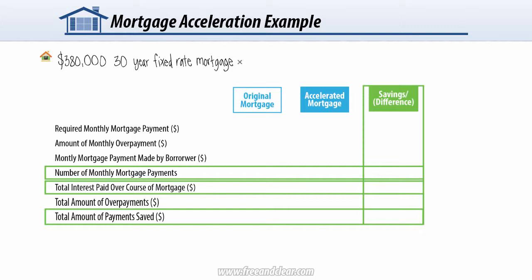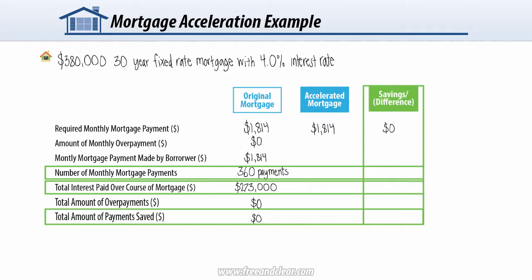Let's take a look at a $380,000 30-year fixed-rate mortgage with a 4% interest rate and compare a mortgage where the borrower makes the required scheduled monthly payments to a mortgage where we apply mortgage acceleration. In both cases, the required monthly mortgage payment is $1,814. In the case where the borrower makes the required monthly payment, the borrower does not overpay his or her mortgage and makes 360 total monthly payments, or 12 payments a year for 30 years, and pays approximately $273,000 in interest expense over the life of the mortgage.